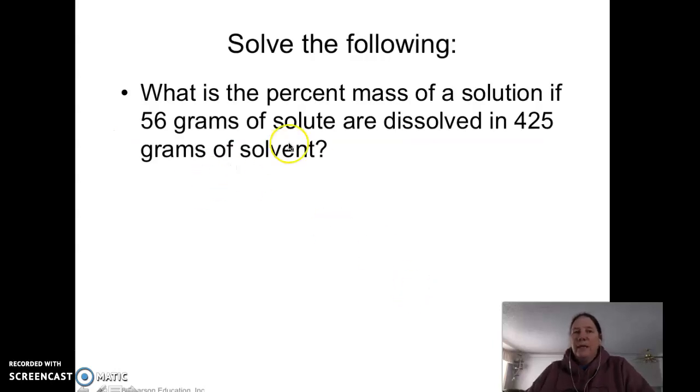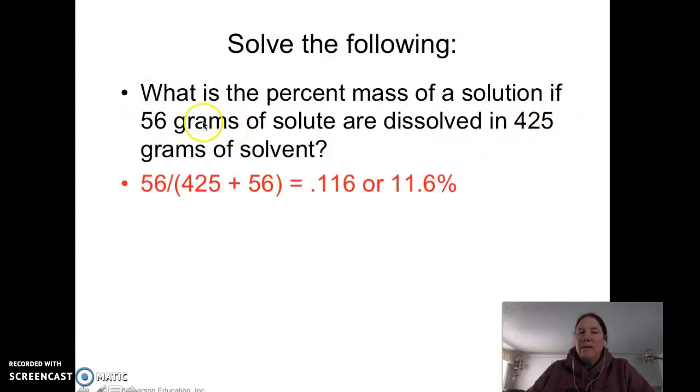Okay, here's an example. What is the percent mass of a solution if 56 grams of solute are dissolved in 425 grams of solvent? Okay, to solve this, 56, and now I need the mass of the solution, so I'm going to have to add these two together. So 56 is the mass of solute, and then this is the mass of the solution. I have to add them. Now, sometimes they'll say 56 grams of solute dissolved in 425 grams of solution. If it says that, then you don't have to add them together. But in this case, it lists them separate, so you got to add them. So when you take this divided by this, you get 0.116 or 11.6%.